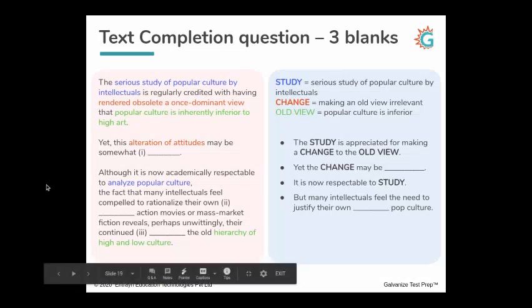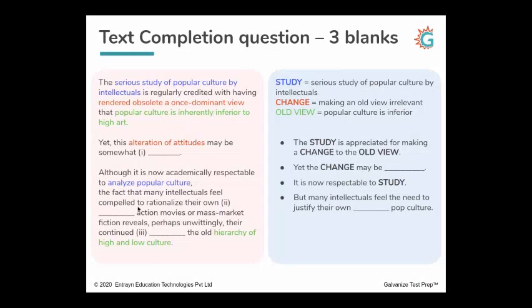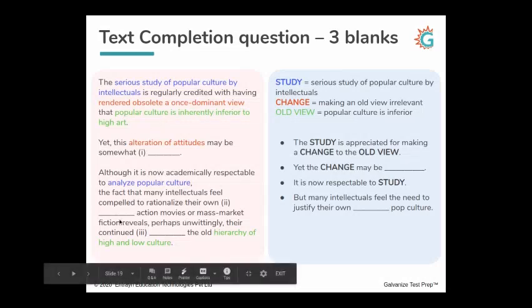Okay, so you're going to split this part into two. You're going to transfer this although to the second part as but. Although it is now academically respectable to study, which is, it is now academically respectable to study, but many intellectuals feel compelled to rationalize their own blank action movies or mass market fiction.